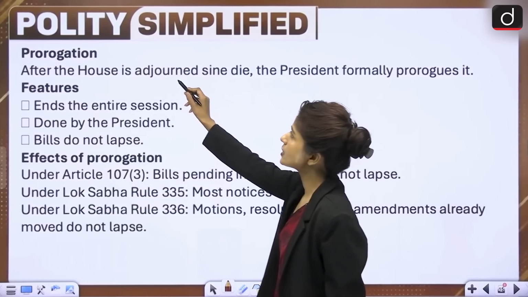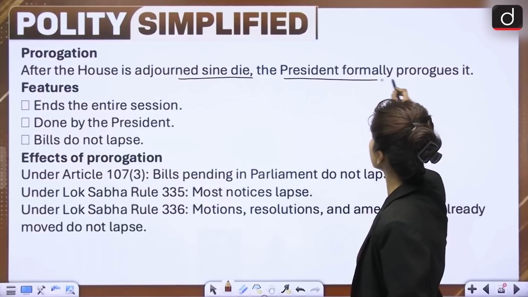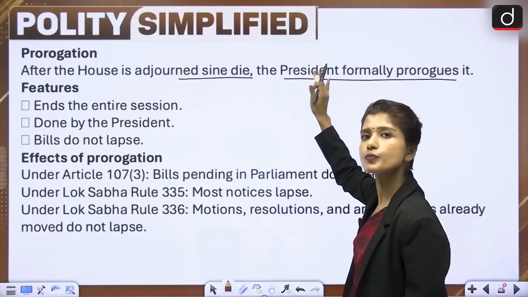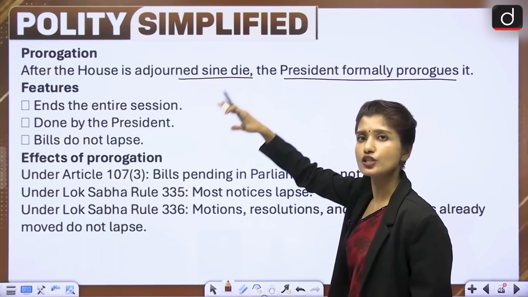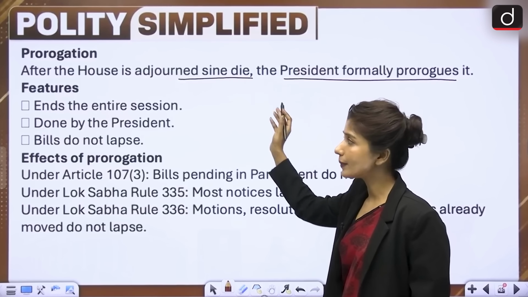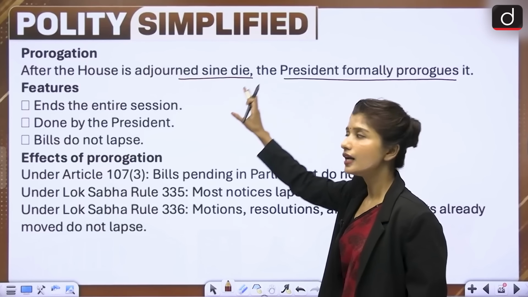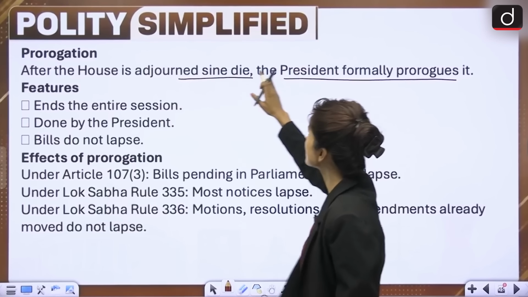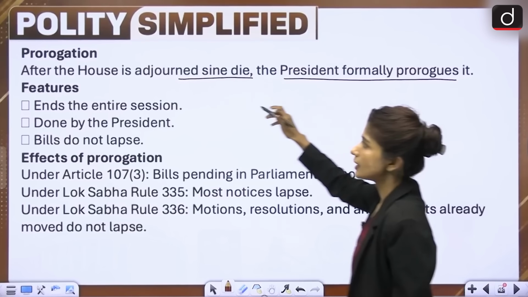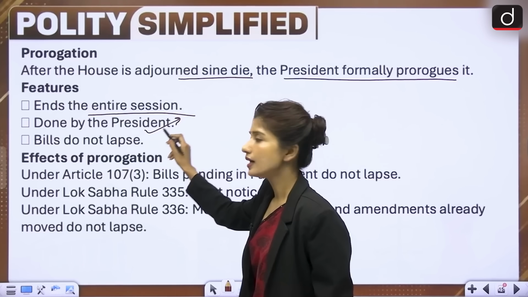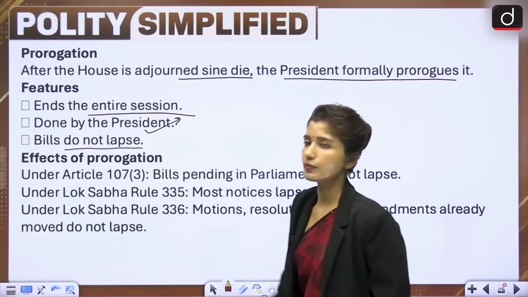After the house is adjourned sine die, the president formally prorogues the house. Prorogues is not the house, prorogues it, which means it ends the session. This mechanism ends the session itself. Up until now only the sitting was being ended. Now by prorogation the session ends. So after the president formally prorogues it, it ends the entire session. It is done by the president, and here also bills do not lapse.